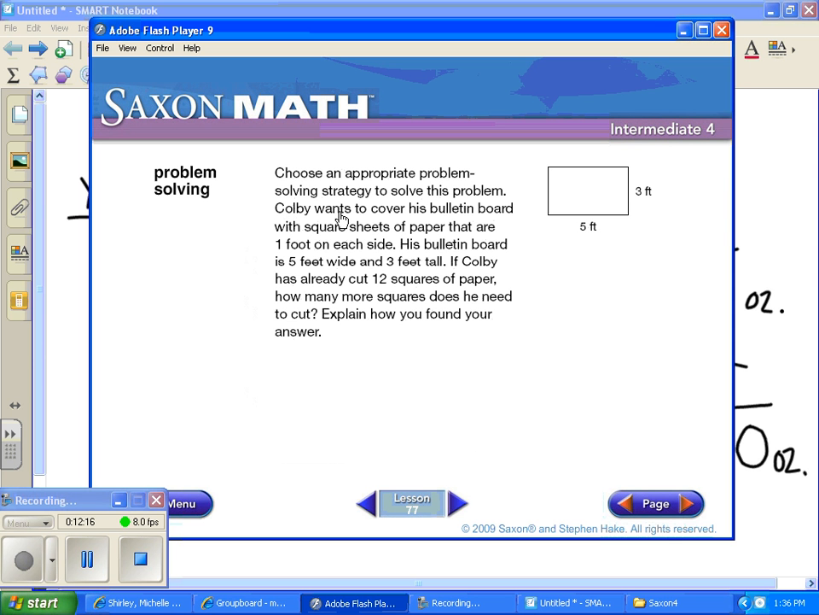Okay, problem solving. Colby wants to cover his bulletin board with square sheets of paper that are 1 foot on each side. His bulletin board is 5 feet wide and 3 feet tall. If Colby has already cut 12 squares of paper, how many more squares does he need to cut? Well, let's find out how much it would take in all first. And to see how many squares would cover an area, you do length times width. So 5 times 3 is 15. He needs a total of 15 square feet. He's already cut 12 square feet, so he needs 3 more squares.